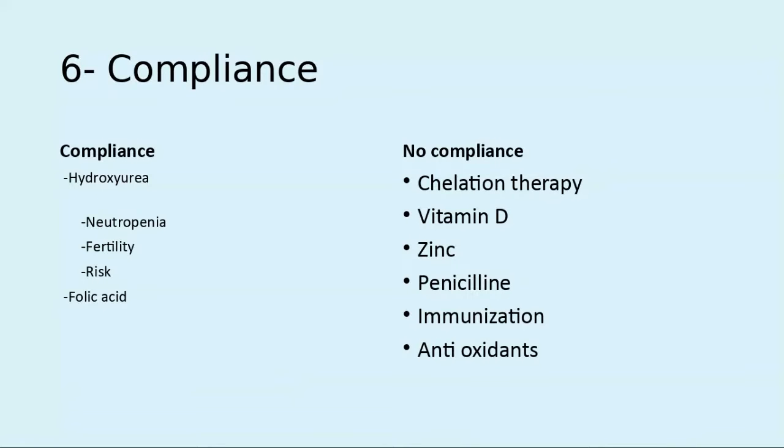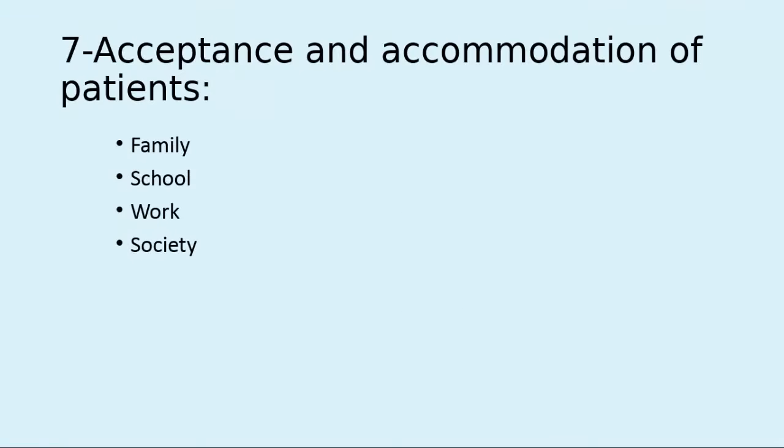Compliance problem is there. If you are giving the patient hydroxyurea, you can expect neutropenia and fertility risk. And if you give folic acid, you will see that the patient is very compliant on the folic acid and the hydroxyurea, but there is no compliance on chelation therapy. Patients are given chelation therapy if they have iron overload, but rarely will they be compliant. And vitamin D, zinc, penicillin, immunization, antioxidant, all of these important measures of treatment may be suffering from lack of compliance from the patient side.